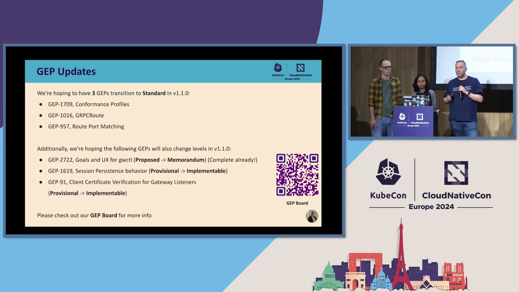Session persistence behavior, we're going to move that from the provisional state to implementable. That means that implementations will actually be able to start prototyping session persistence. And same for client certificate verification for gateway listeners. That is when you want your gateway to require a client certificate from the end user client. Please check out the GEP board for more info. That QR code is our publicly available GEP board that keeps track of which GEPs are at which stage.